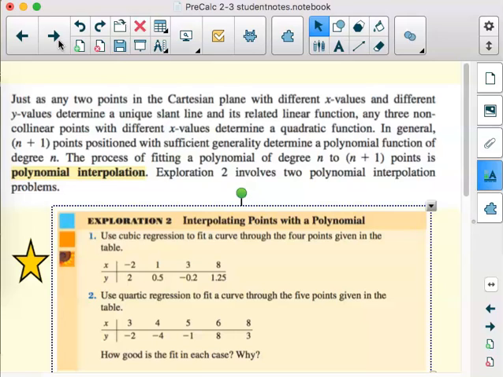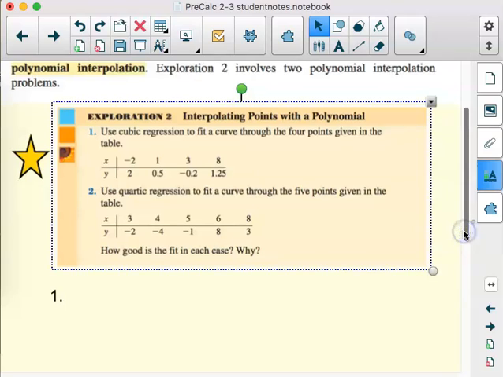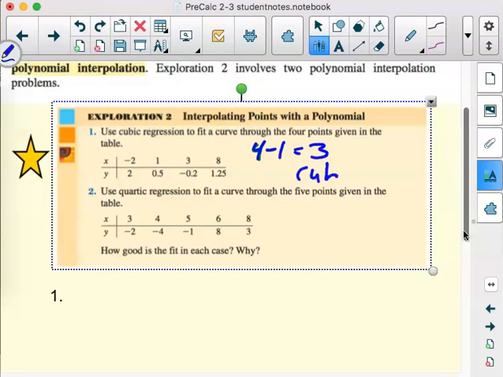All right. So we want to do our interpolation here. And what they're saying is we can do perfect interpolation by finding how many points we have, subtracting 1, and making that the degree of the polynomial that we're using. So it says use cubic regression to fit a curve through the 4 points given in the table, which makes perfect sense. If we have 4 points and we subtract 1, we get 3, which is a cubic. So this takes us back to the reason that I had you turn your diagnostics on, which is we need to use the graphing calculator to find this cubic.